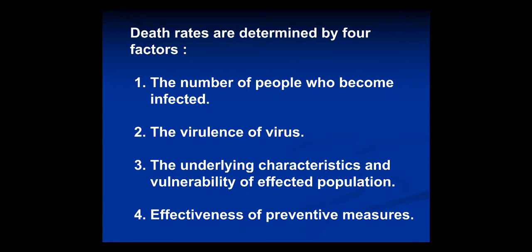But death rates are determined by 4 factors. 1, the number of people who became infected, that's correct. 2, the virulence of the infection: highly virulent, more deaths. 3, the underlying characteristics and vulnerability of the affected population.